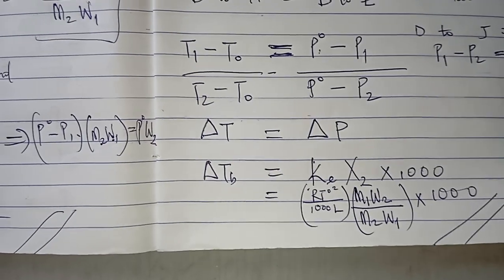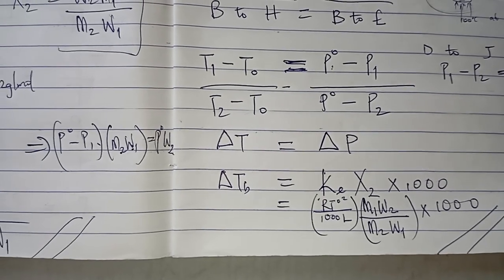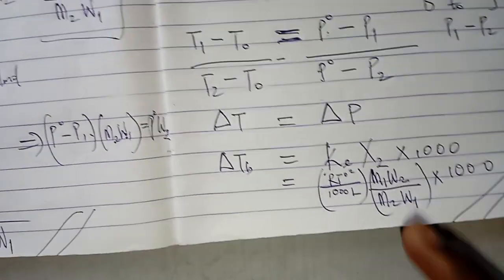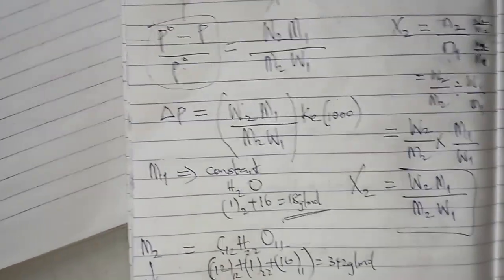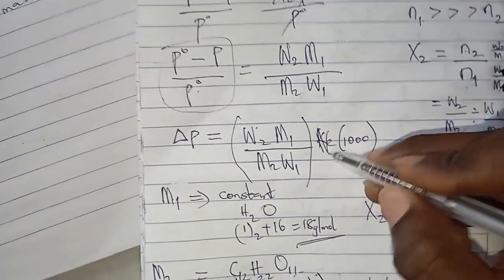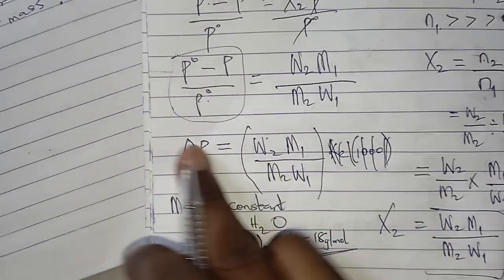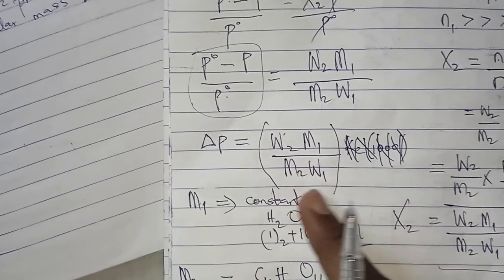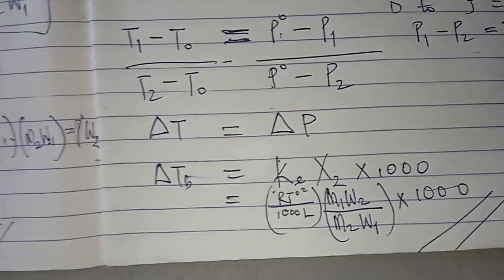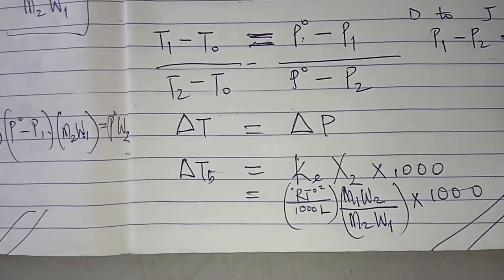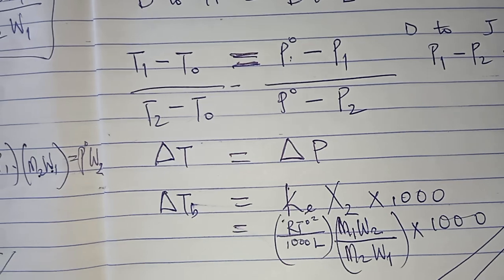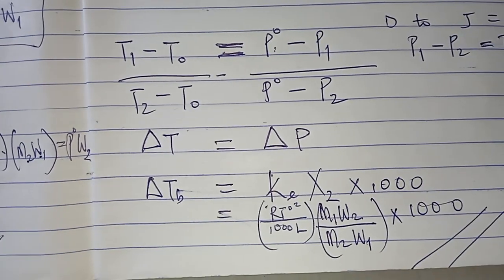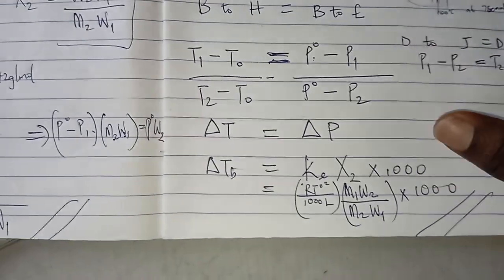In order for you not to get confused, I want you to have it in mind that this ebullioscopic constant happens when we have boiling point and freezing point. For lowering of vapor pressure, we don't include it. So for relative lowering of vapor pressure, we stop at just this, W2M1 all over M2W1. But the minute we are talking about elevation of boiling points, yes, even from the definition, we have business with it. Remember we said that an ebullioscopic constant is defined as the elevation of boiling point when 1 mole of solute is added into 1000 grams of solvent.